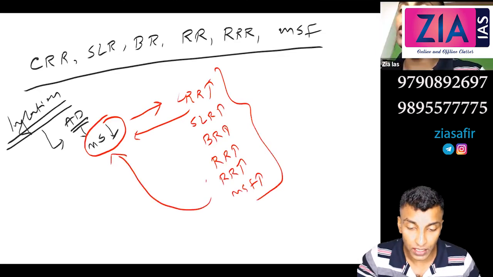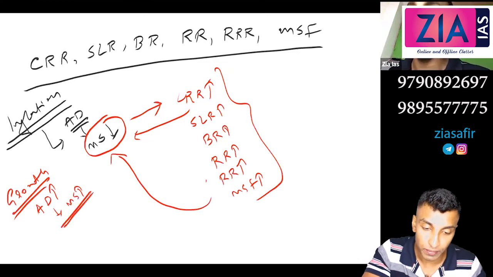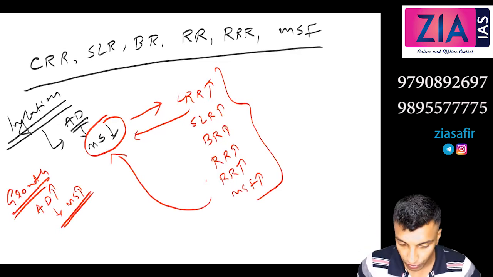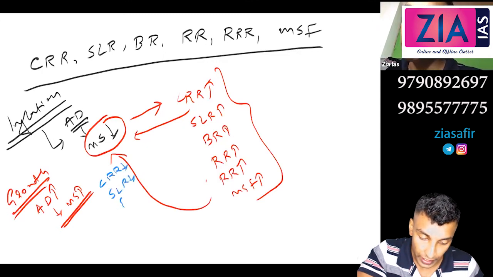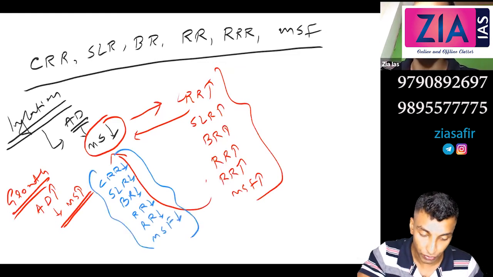Now, if your objective is to promote growth, then what do we need to do? Aggregate demand you need to increase. For that you need to increase money supply. So you will decrease CRR and all policy rates. You will reduce CRR, SLR, the bank rate, the repo rate, the reverse repo rate, and MSF. So this is what you will do in case of promotion of growth.